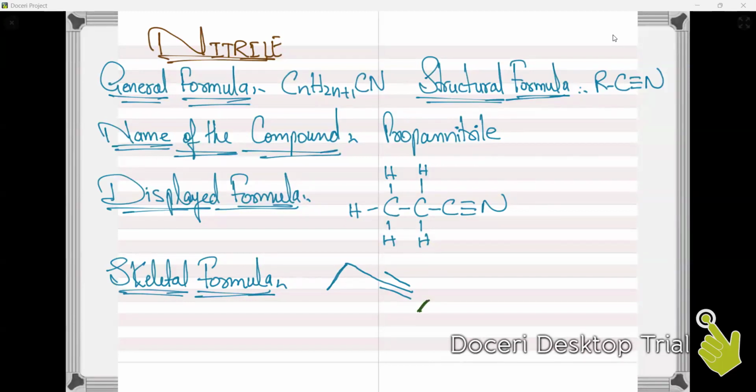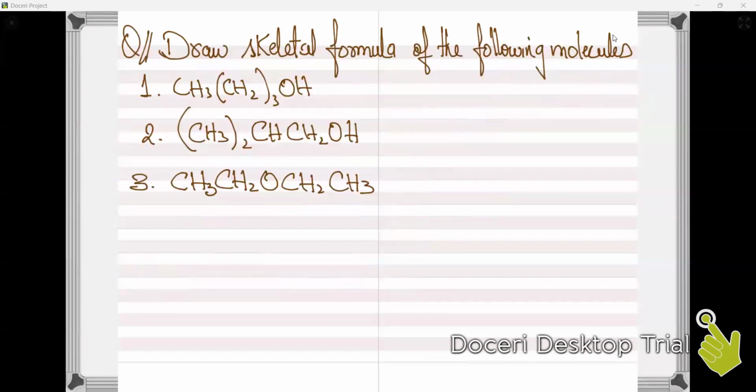And this displayed formula can be represented like this. When it had double bonds, there were two lines. It has a triple bond, and three lines are over here. Right. So this is the task for you. You can pause the video and draw the skeletal formulas for the following molecules yourself. By drawing it yourself, you can see whether you are able to do it correctly or not.